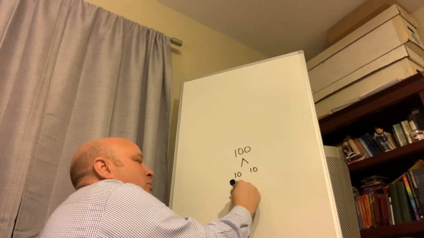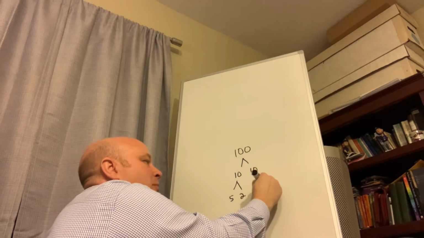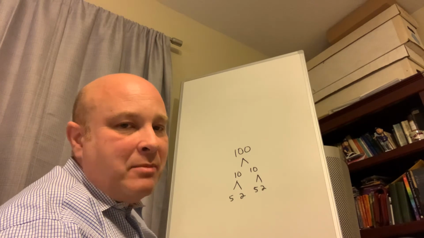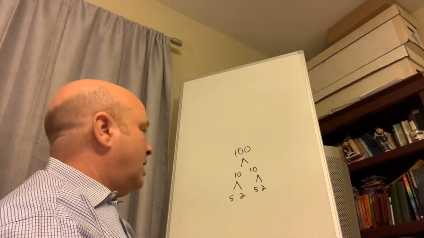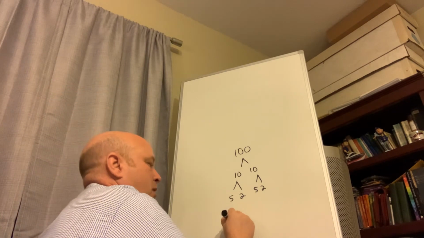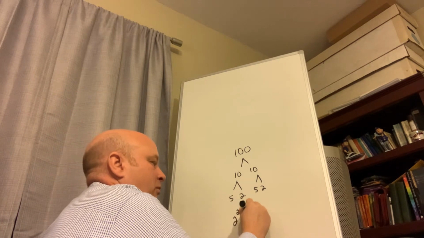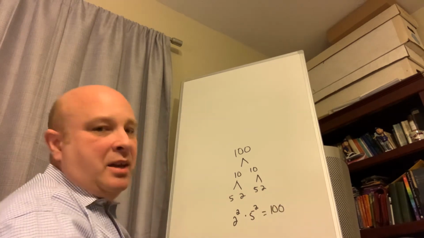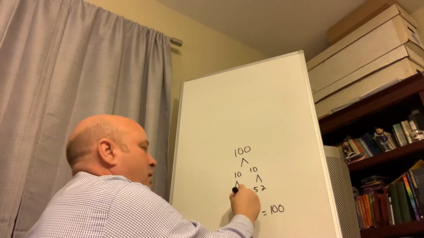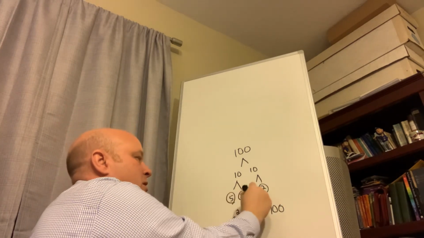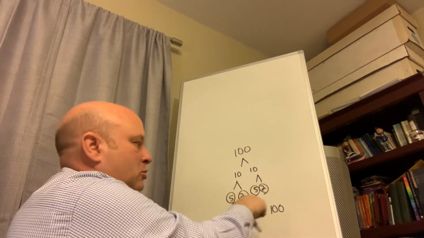10 is 5 times 2. 10 is 5 times 2. So we've got 2 5s and 2 2s, all right? So if we wanted to put it back the other way, we could say that 2 squared times 5 squared equals 100, okay? How did I get my 2 squared? Well, I have 2 2s. And where did I get my 5 squared? 2 5s. So that's 2 squared and that's 5 squared.